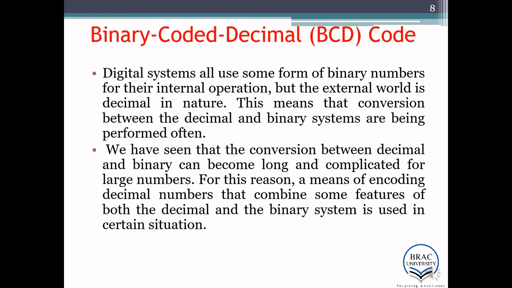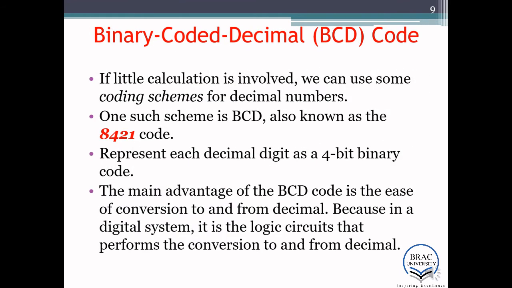If little calculation is involved, we can use some coding sequence for decimal numbers. One such scheme is BCD, known as 8421 code. We represent each decimal digit as 4-bit binary. The main advantage of BCD code is the ease of conversion to and from decimal, because in a digital system, it is the logic circuit that performs the conversion to and from decimal.